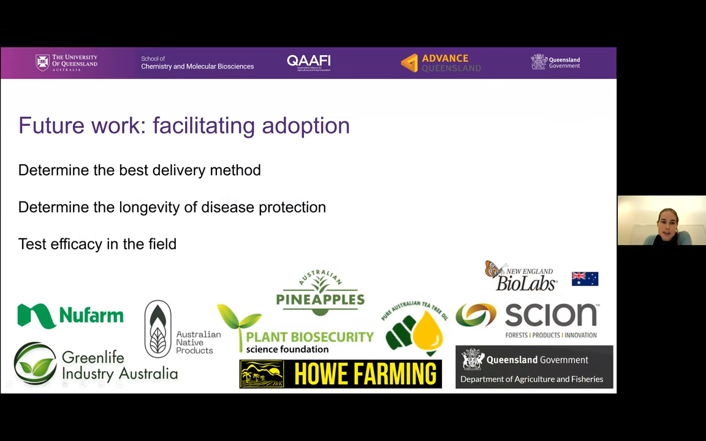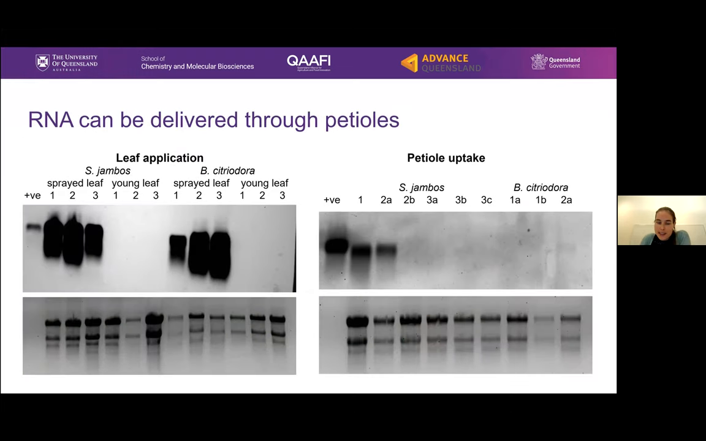And so now we're doing more experiments. We want to see how long that protection will last. So can we apply the RNA at earlier time points? So like 1-2 weeks before inoculating, how stable is it on the plant? Is spraying the leaves the best way to deliver the RNA? Can we do trunk injections? And then we'll go into the field and see if we can get the same results. And we're working with these industry partners to do this. We've already started doing some of that work.